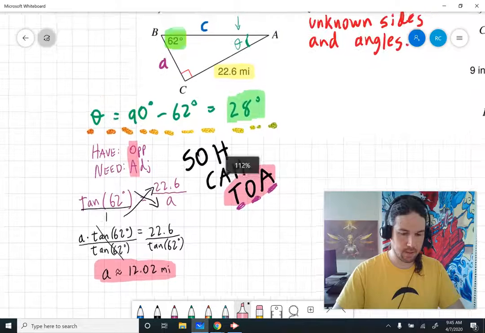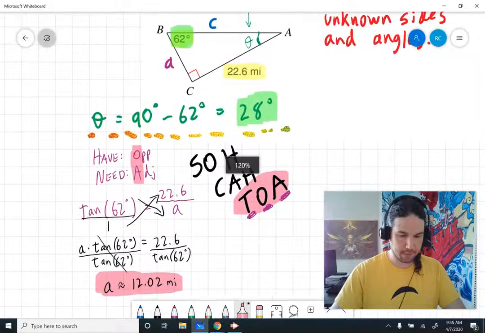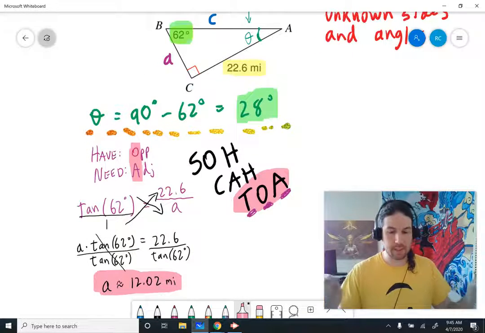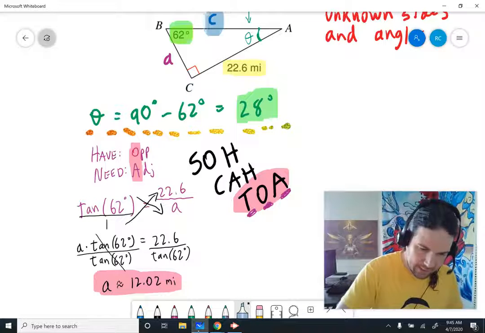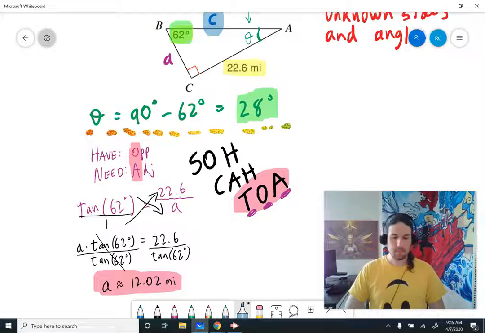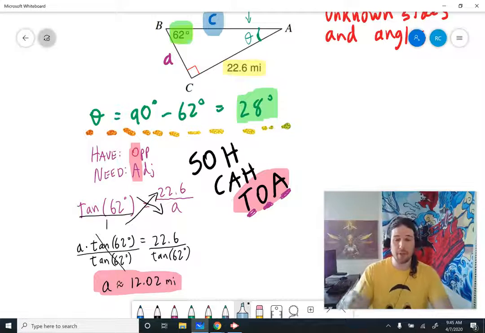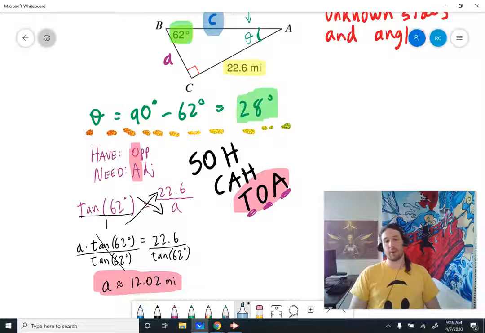So I'm going to leave this here for a moment. Now it's time to solve for that last side C. I can think of at least 4 different ways to do it. Take a moment. Now that we know what theta and we know what A are, think, how can you find that last side of a right triangle?